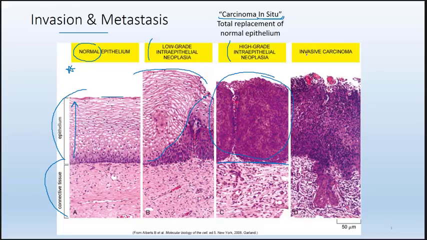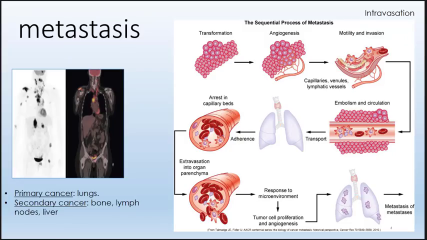But the fourth example here is called invasive carcinoma, and this is where cancer is no longer in place and it is penetrating the basement membrane. It's invading the connective tissue beneath it and disrupting it as well. And so this is where we have to now get into the topic of metastasis, because after invasion, metastasis can occur.